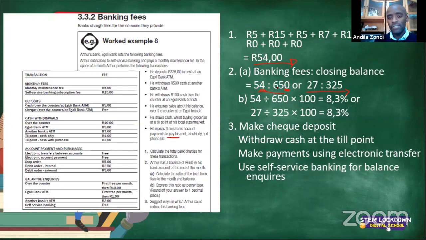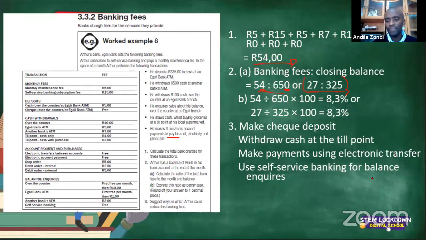If you punch 54 over 650 in your calculator and you say equal to, you should get this, obviously depending on what calculator you're using. I highly suggest that you use a calculator for this.